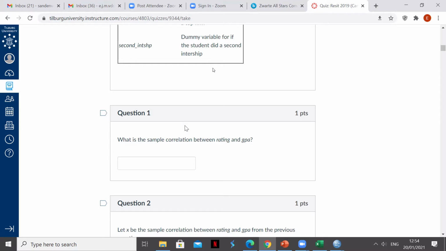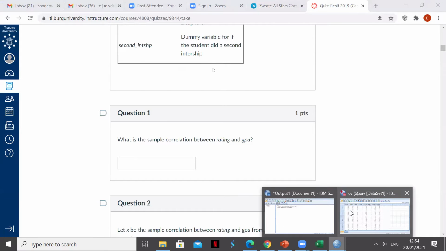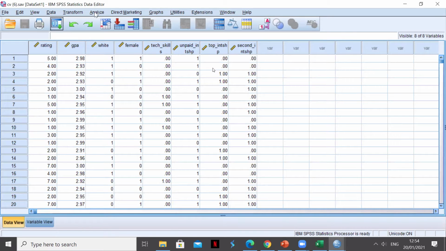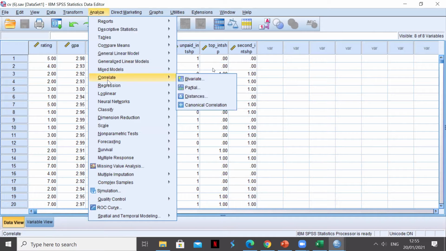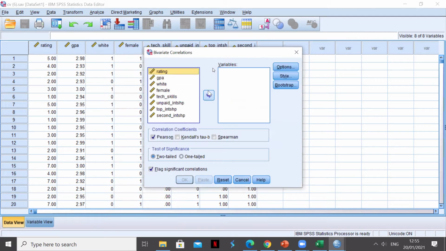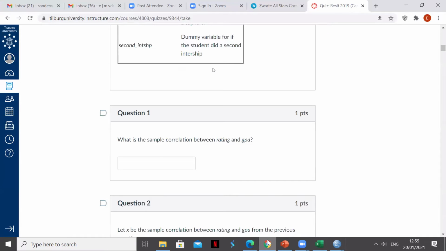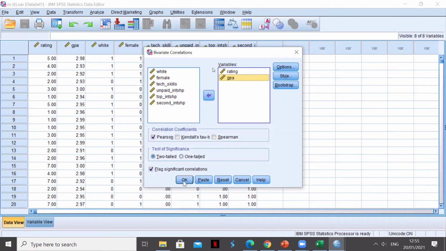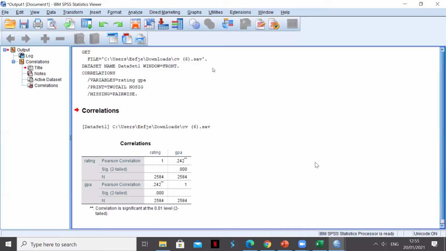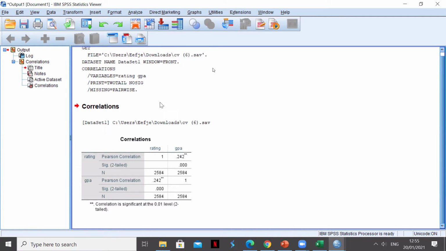So we want to know the sample correlation between rating and GPA. So we go to our output, we go to analyze, and you go to correlate. You go to bivariate, and you put in rating and your GPA, if I am correct. Rating and GPA. And you press OK. If you had wanted the covariance as well, you should have taken covariance under options, if I'm right.